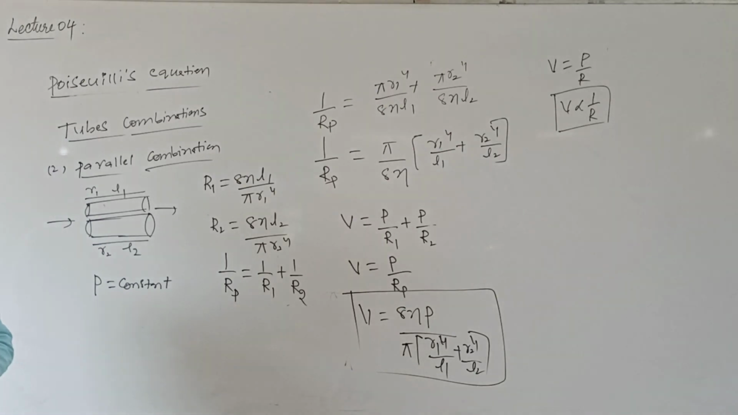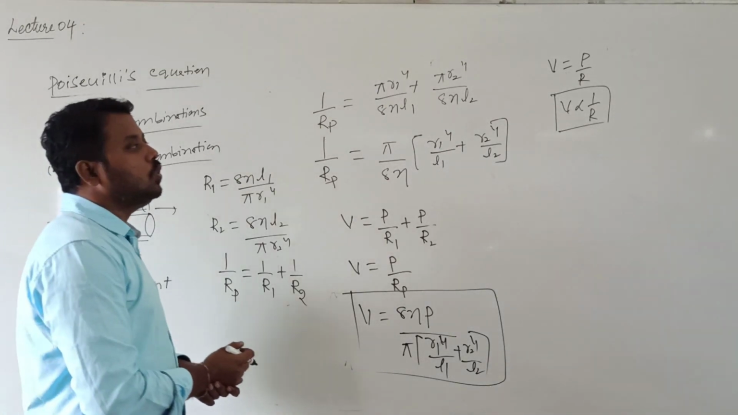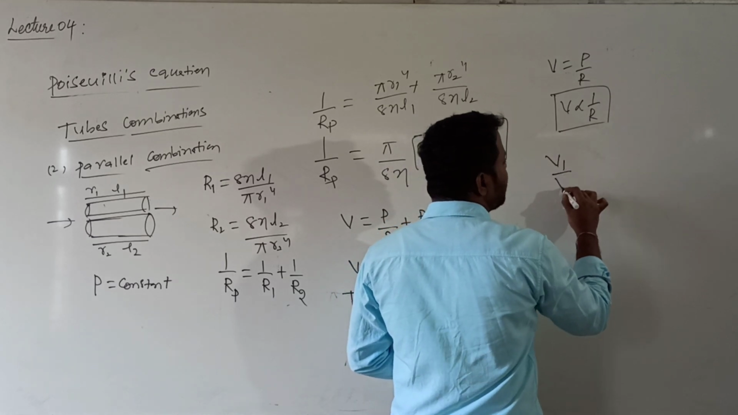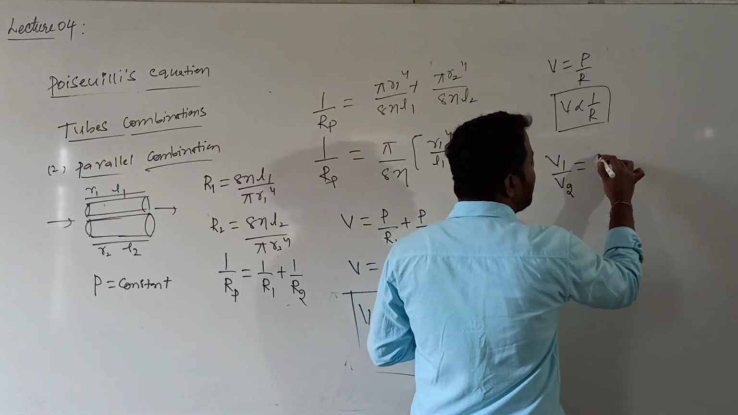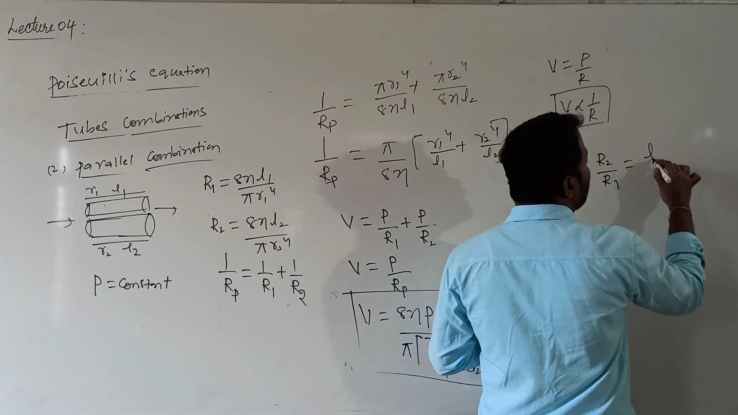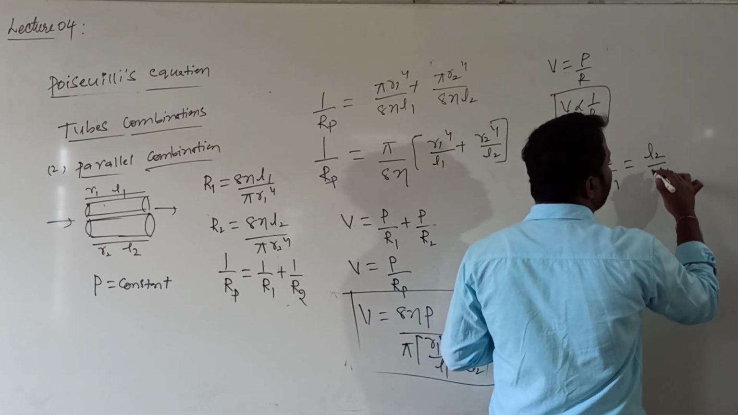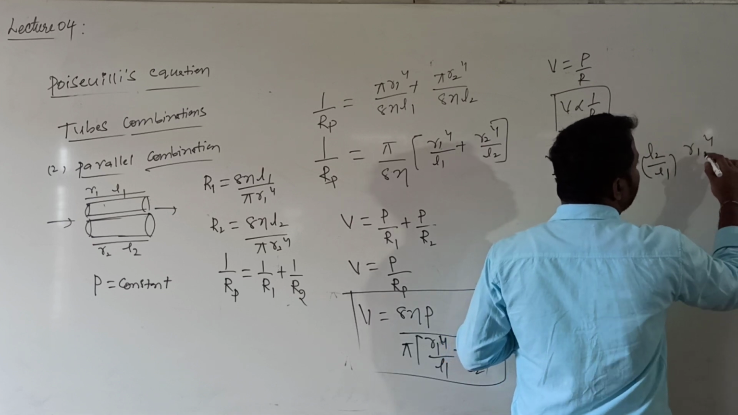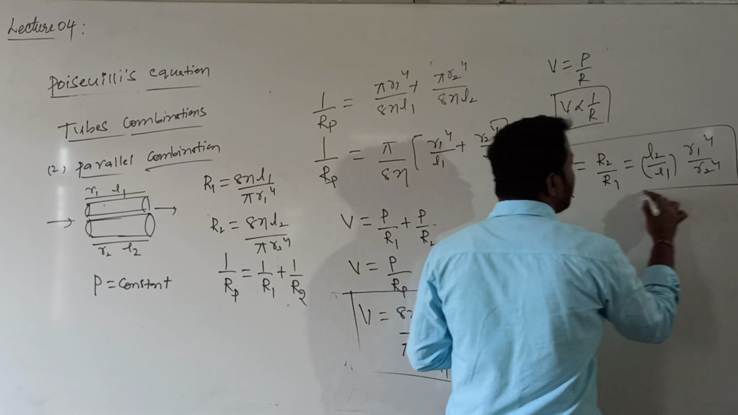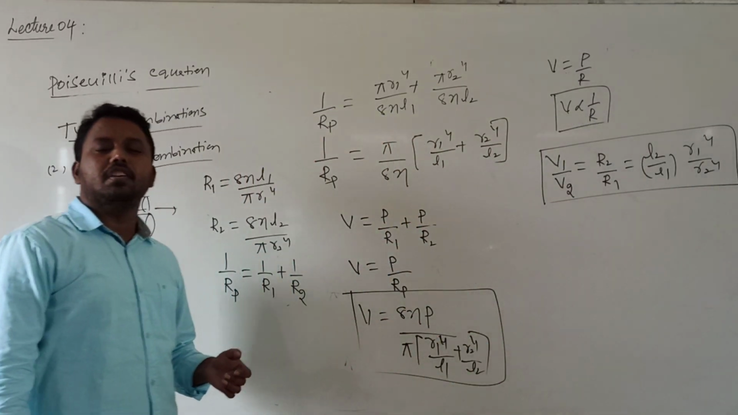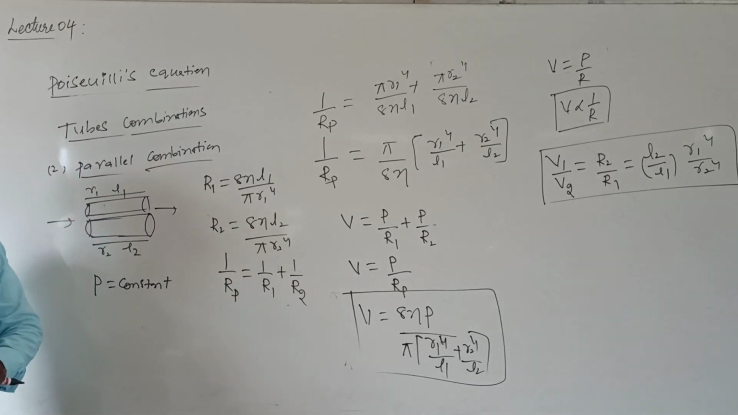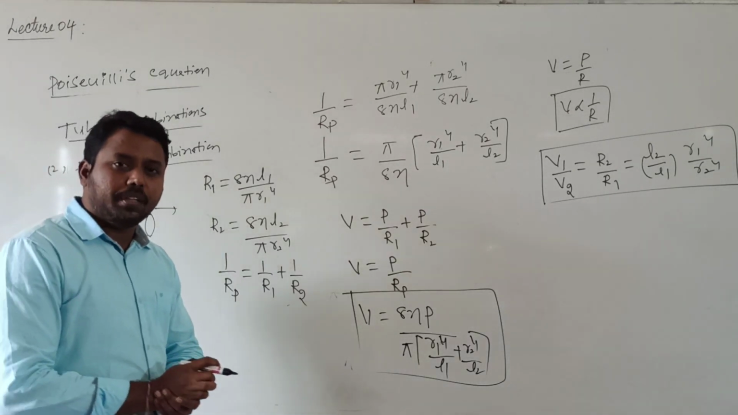Volume is inversely proportional to resistance. Whenever the resistance is more, the volume is less. So if the volume across the first tube is V1 and the second tube is V2, then V1 by V2 is equal to R2 by R1. So what is R2 by R1 given by? L2 by L1 into R1 power 4 divided by R2 power 4. This is the formula to calculate the volume across the first tube and the second tube. Are you getting that? So this is for tubes in series and parallel combination.